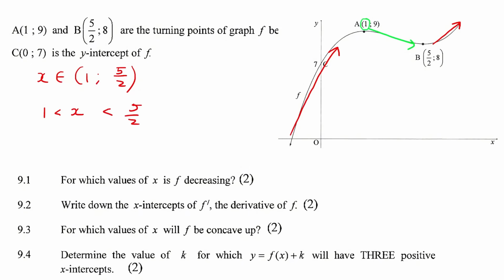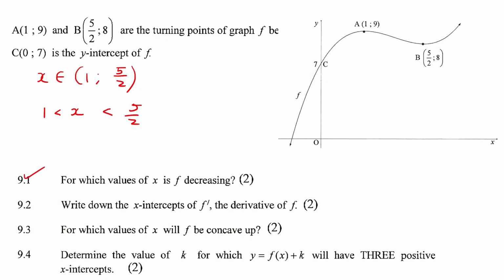Now, some of you are like, Kev, why don't we include the 1 and the 5 over 2? Well, that is because at those exact moments, the graph is not decreasing. At those exact points, the graph is flat. So the graph is neither increasing nor decreasing. If you included these values, it wouldn't be correct, because then you are saying that at the 1 and at the 5 over 2, the graph is also decreasing, but it's not.